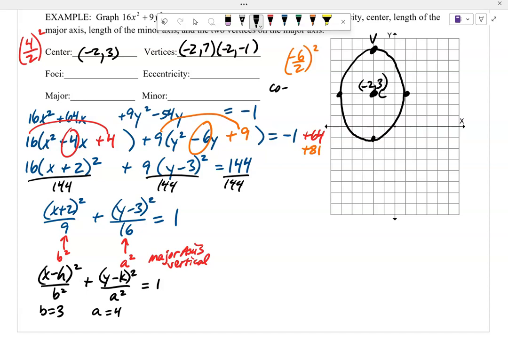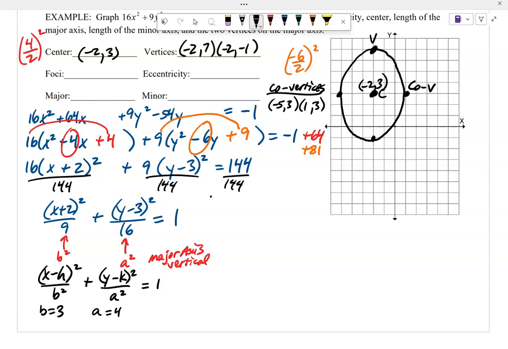My co-vertices would be, let's see, the x value now changes. So negative 2 minus 3. So I got negative 5, 3, and then negative 2 plus 3, I got 1, 3. That would be my co-vertices, right there and on the left-hand side there.